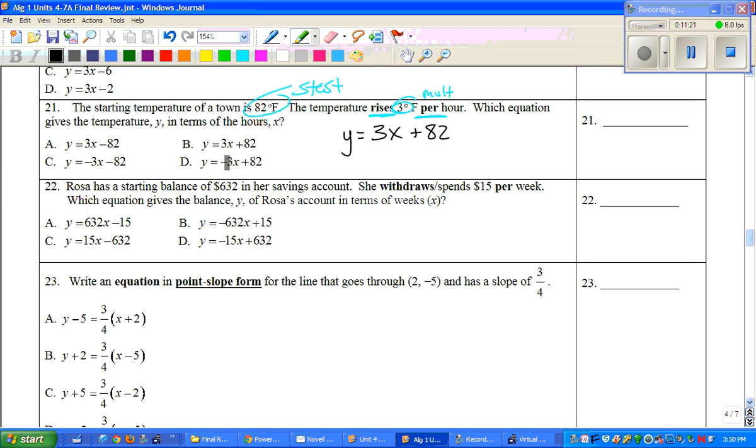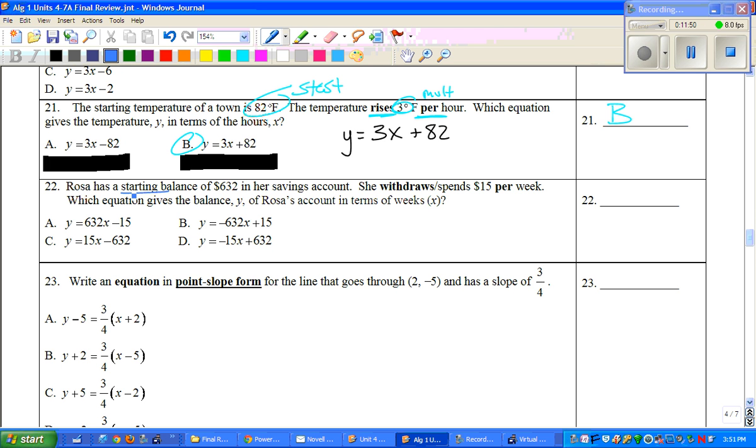Now when you look at these real quick, all of them had 3 as your slope, but this one had negative 3. If it's negative, that means it's dropping. It's not dropping, the temperature is rising. And since we're starting at a positive 82 degrees, that's where it starts. It's very important that we read all of the information. I know reading's not one of our favorite things to do.